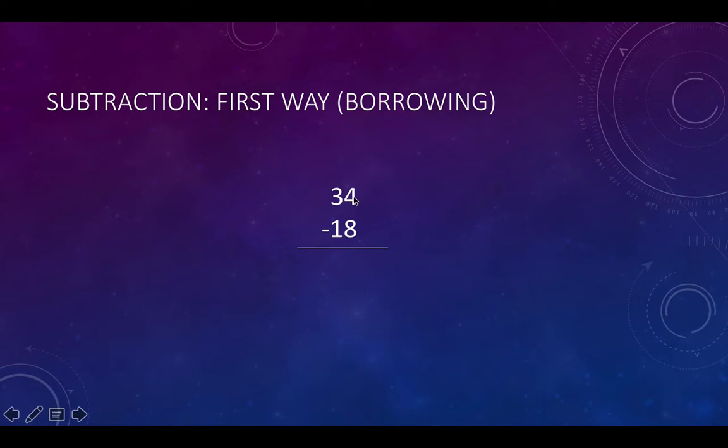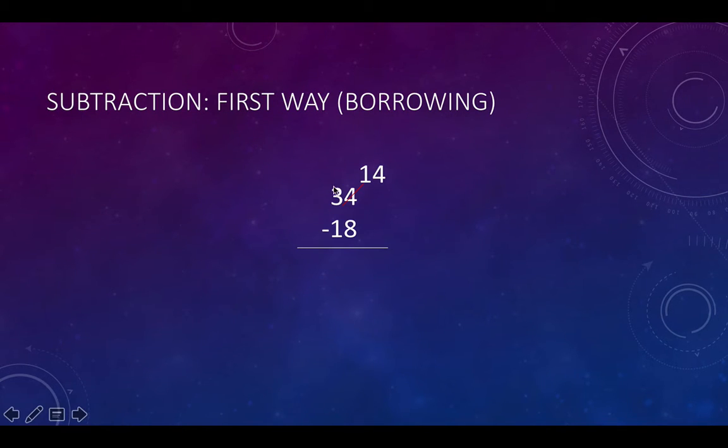So we go down and we're like, well, 4 minus 8. Well, you can't minus 8 from 4. So how can we do that? Well, the borrowing method allows us to borrow from the tens. Since this 3 is 30, we can borrow a 10 from the 30. So we cross out the 4, and it becomes 14.